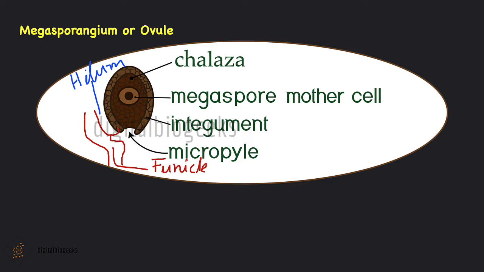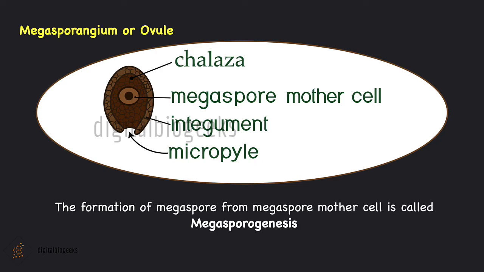The ovules generally differentiate a single megaspore mother cell in the micropylar region of the nucellus. That means one of the cells of the micropylar region develops into the megaspore mother cell. This megaspore mother cell is diploid in nature, that means it has two sets of chromosomes. It undergoes meiosis and produces 4 haploid megaspores. This formation of megaspores from the megaspore mother cell is called megasporogenesis.